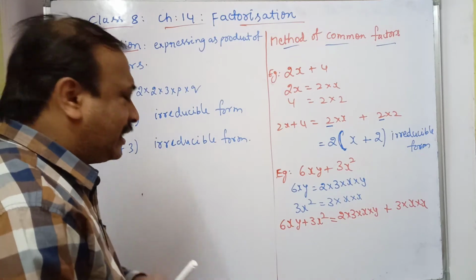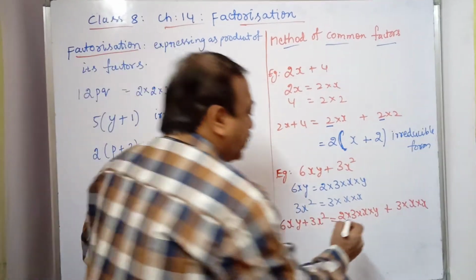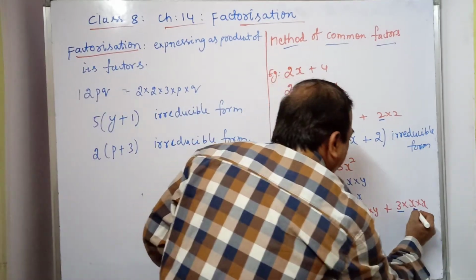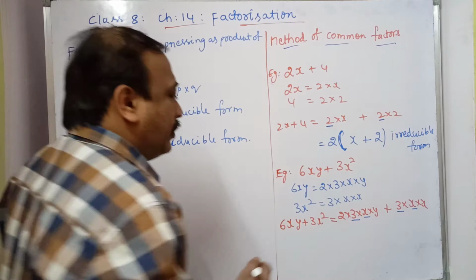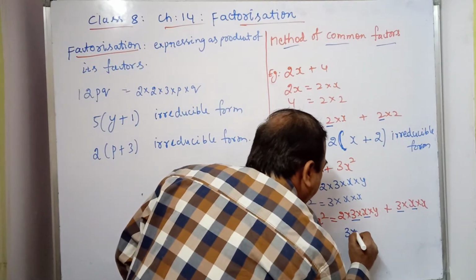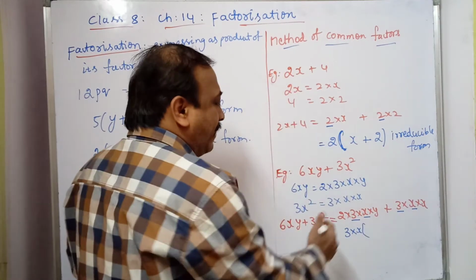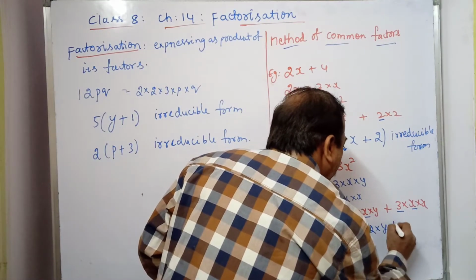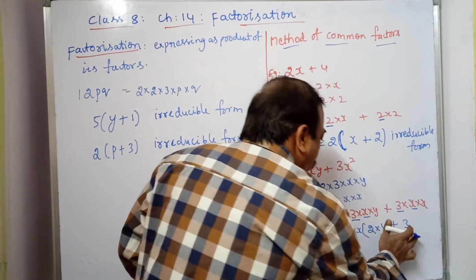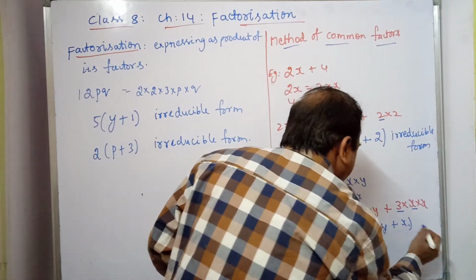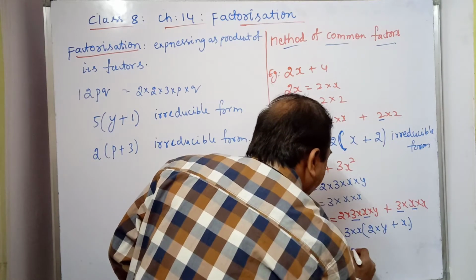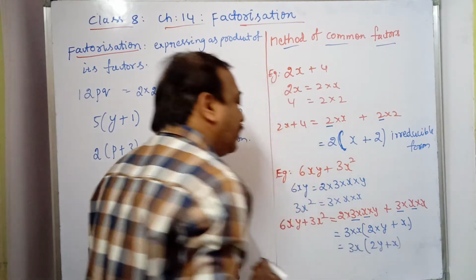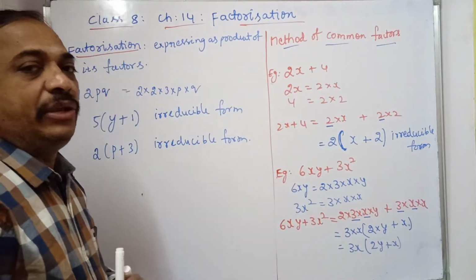Now you see in that, which are the common terms that you select. 3 is common, and here one x is common. So 3 into x. If you take out 3 into x outside, what is left over? 2y. Then 3 is already outside, so the left over term is only x. So this is equal to 3x into 2y plus x. That is irreducible form.